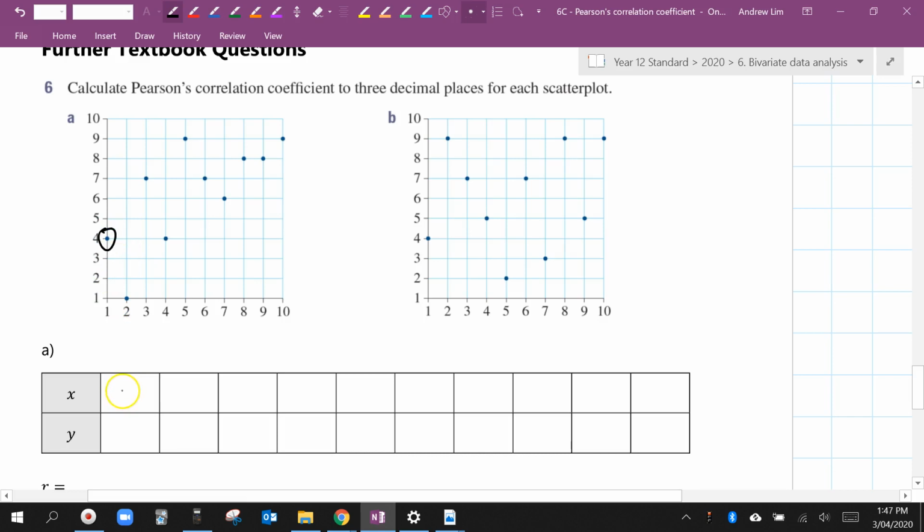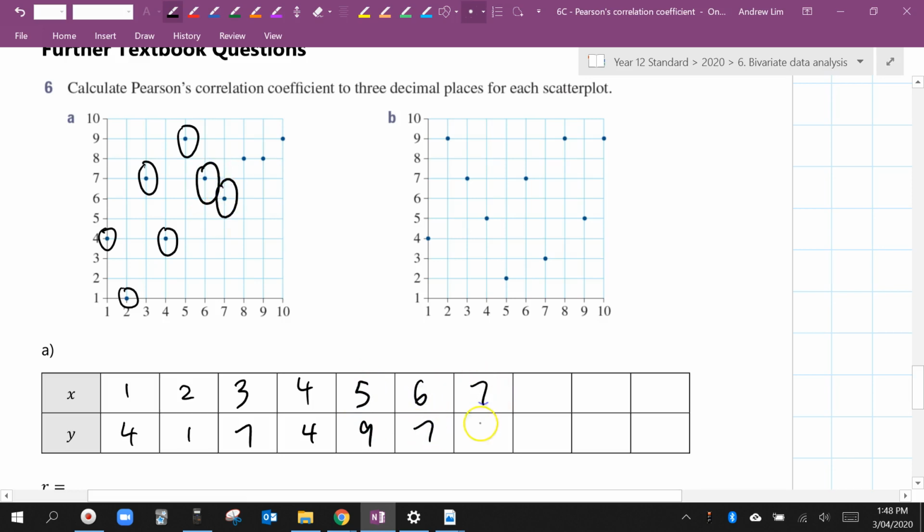This is 1, 4. This one here is 2, 1. That is 3, 7. That is 4, 4. This one is 5, 9. 6, 7. 7, 6. 8, 8. 9, 8. And 10, 9. Okay, remember these are the X, these are the Y's.